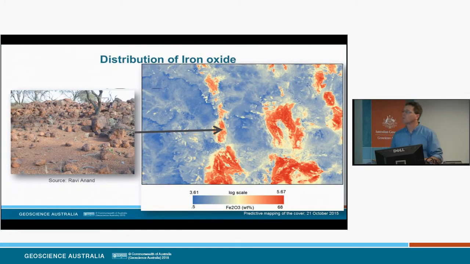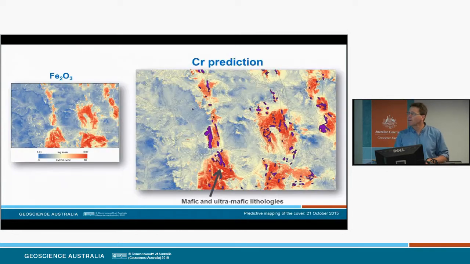We can do the same for iron oxides. So this is at a resolution of 90 metres, and picking out these ferruginous materials. And you'd expect those to be highly correlated with the chrome, and they are. So this is outcropping mafic and ultramafic rocks, these magenta colours. This is high chrome values in red, and you can see a high correspondence. But a lot of this elevated chrome is related to the regolith cover, particularly the ferruginous material.